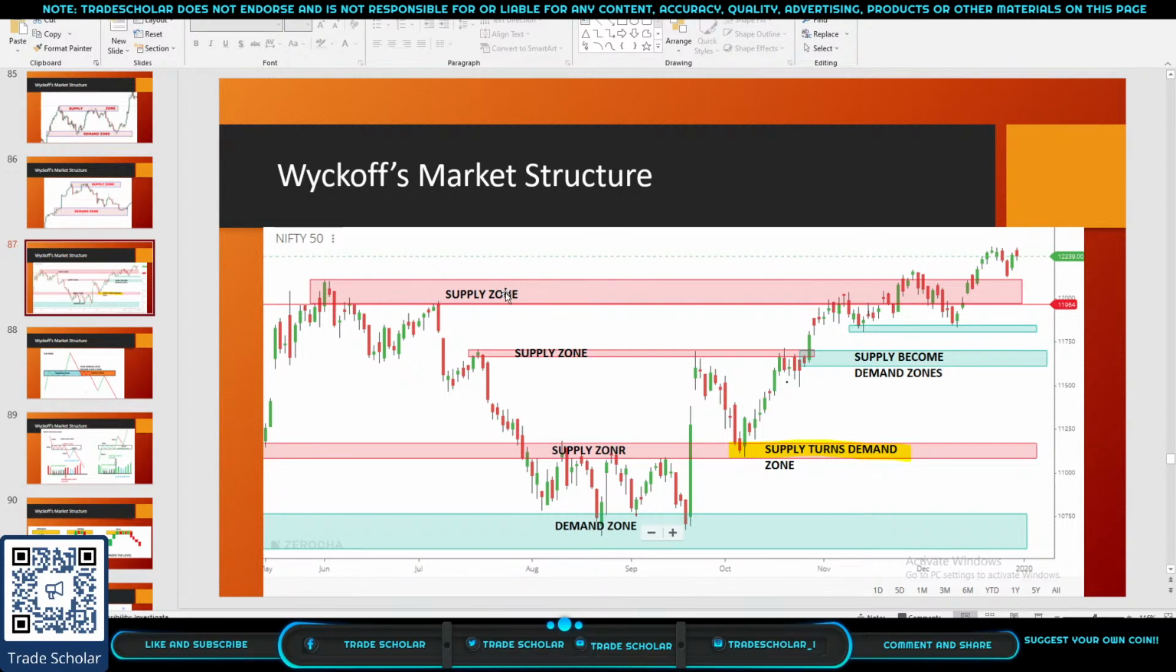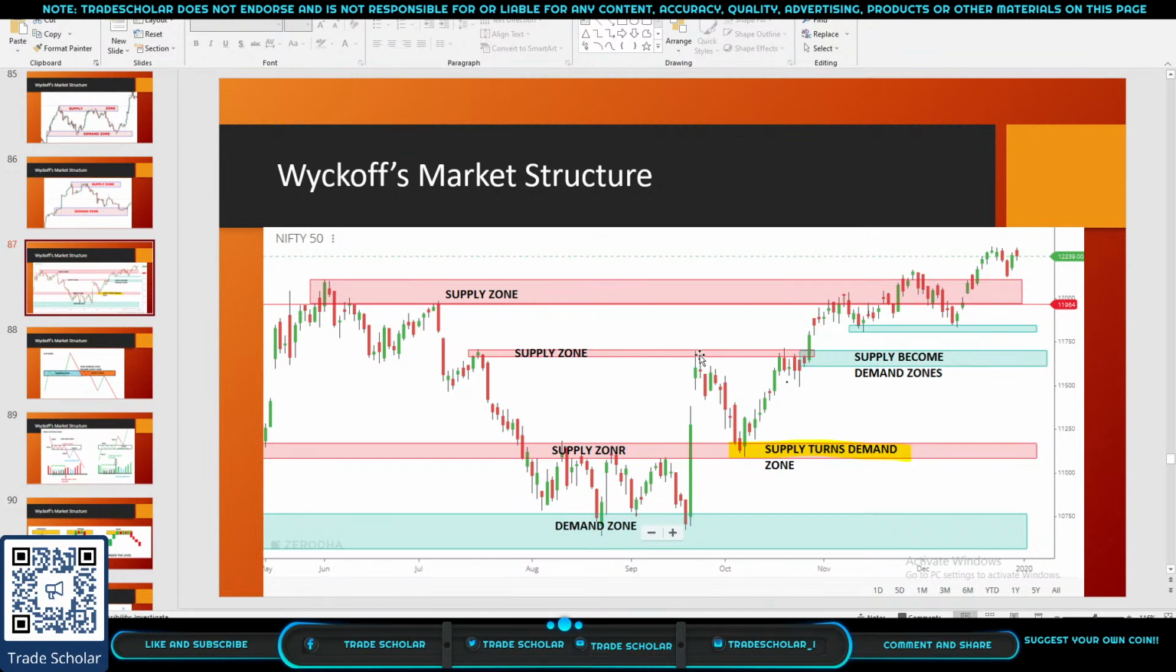Once price touches that zone, it gets sold and drops again. Once it touches there, it gets sold and drops again. Another supply zone touches and then gets sold. But once it touches the demand area, then it bounces. Once it touches again, then it bounces. Once it touches, then it bounces. Once it touches again, then it bounces and breaks the supply zone.